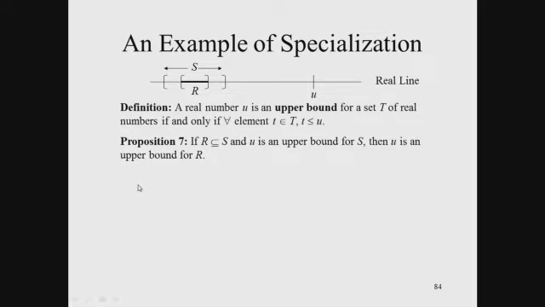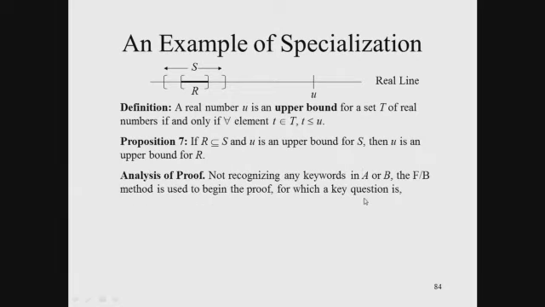And what is the next thing that you should do? Choose a proof technique. I urge you to consciously choose a proof technique based on what? Keywords. Look at the hypothesis and look at the conclusion and look for keywords. Do you see any keywords in this proposition? No, so what should we begin with? The forward-backward method.